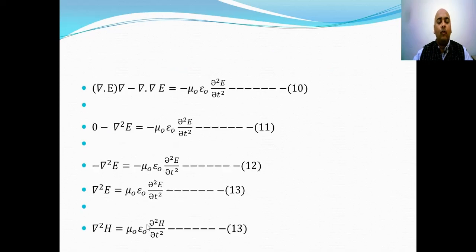Now if we take differentiation of equation 4 and take curl of equation 3, in a similar way we can obtain that del square H is equal to mu naught epsilon naught ∂²H/∂t². So these equations, del square E equal to mu naught epsilon naught ∂²E/∂t², as well as del square H equal to mu naught epsilon naught ∂²H/∂t², are known as wave equations for free space.